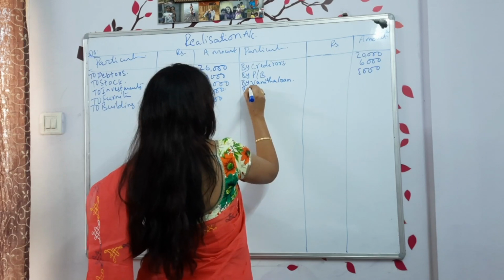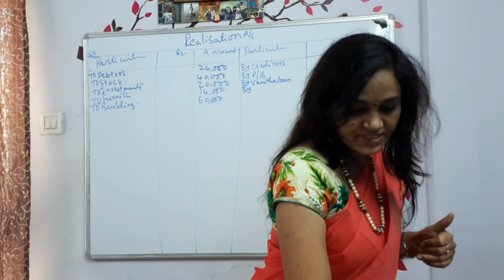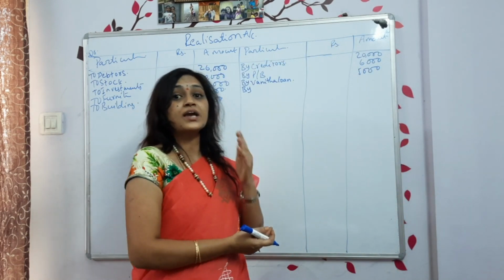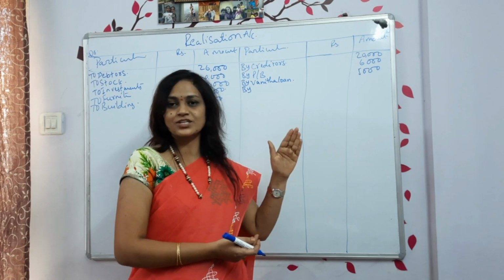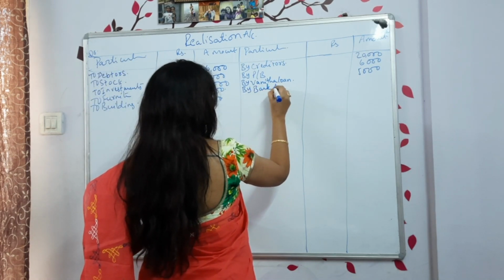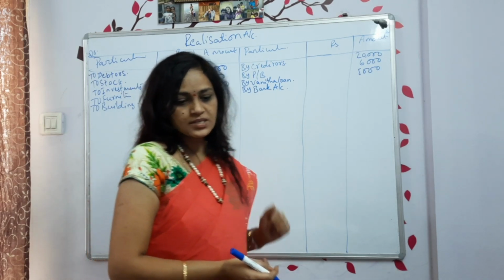By cash. Are we preparing a cash account or a bank account? Let us check. It is a bank account, so we will write 'to bank'. If it is cash, then you have to write cash everywhere. So now, here, by bank account. They have given it in the adjustments. Let us check it out.